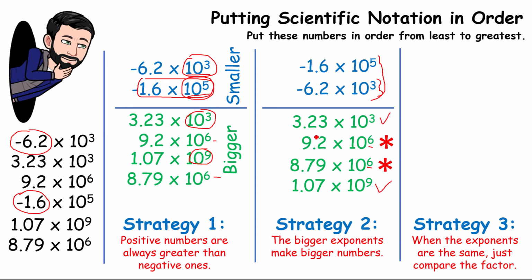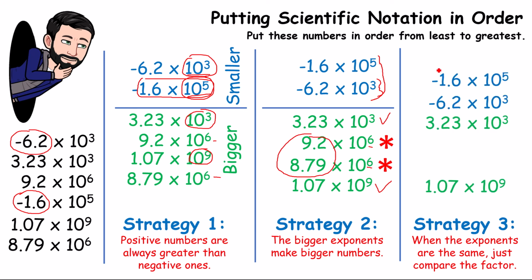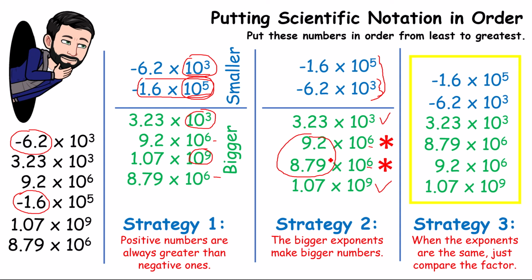So when I look at these two right here, I can see that 8.79 is smaller than 9.2. So the final answer here is the values that I already know, and then the 8.79 is going to come first. There's your final answer.